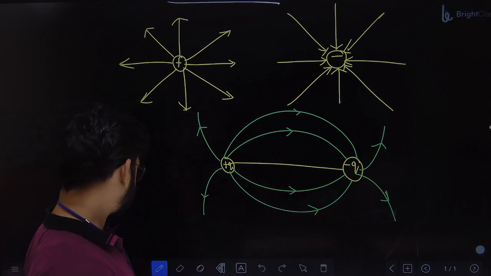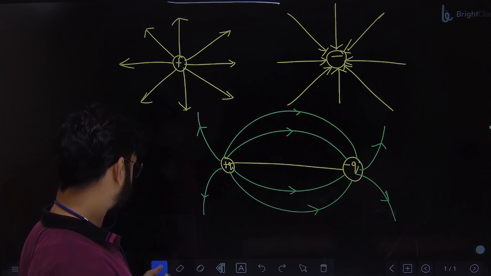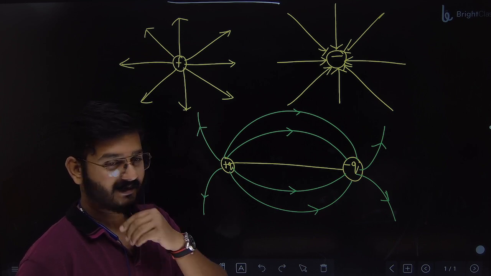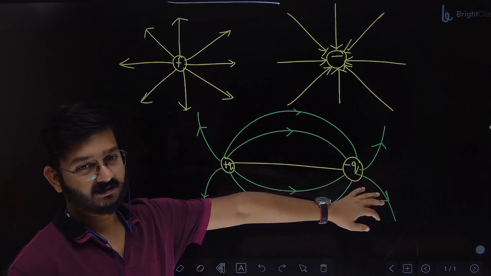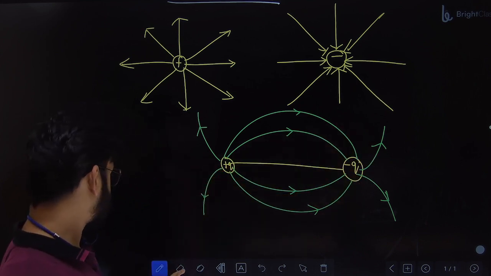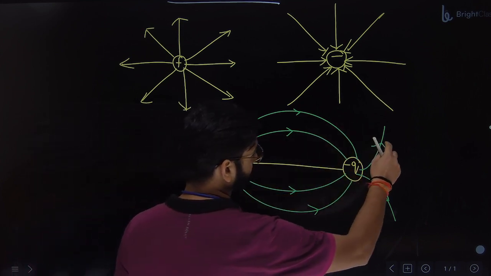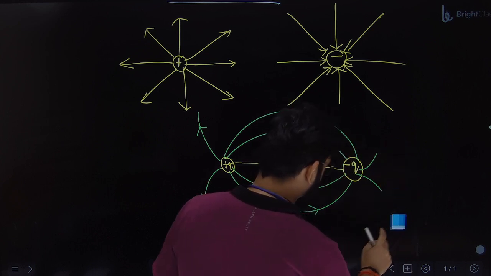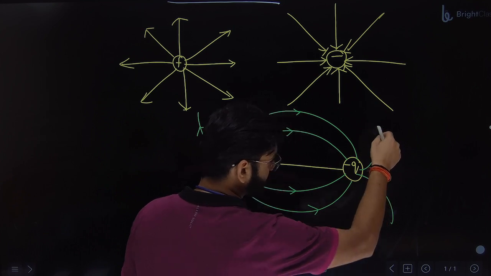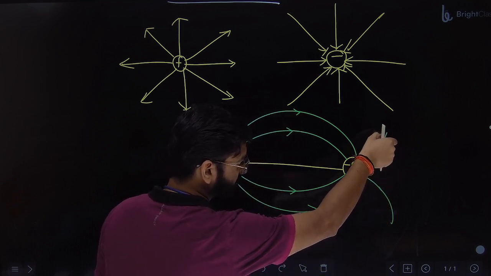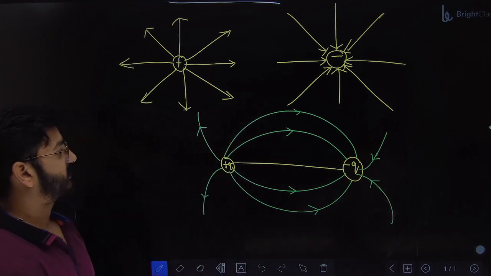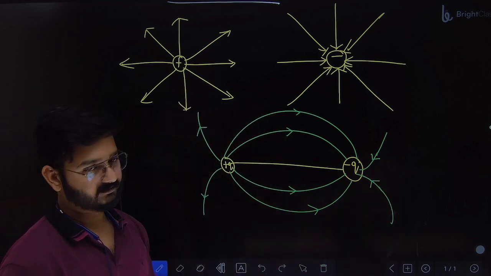Is the diagram correct? Any mistake can you guys find out? Sir, at the minus q, the arrow should be towards it. Very good. Excellent. It means that you guys are not sleeping. So for a negative charge, field lines should be moving towards it. You can draw a few more field lines, but this much is enough.